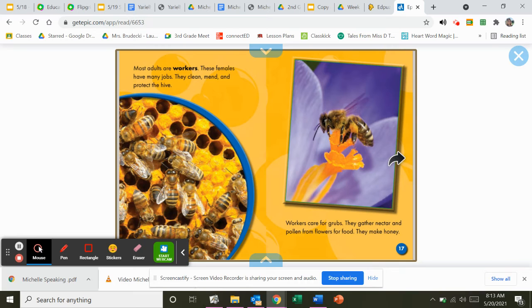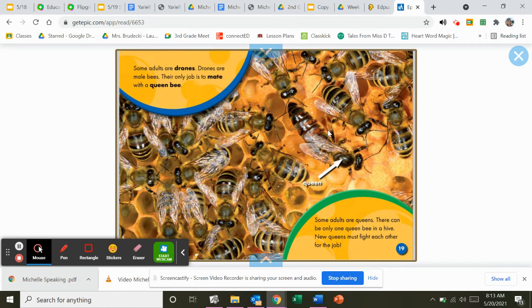Most adults are workers. These females have many jobs. They clean, mend, and protect the hive. Workers care for grubs. They gather nectar and pollen from flowers for food. They make honey. Some adults are drones. Drones are male bees. Their only job is to mate with a queen bee. That means that they have more babies.